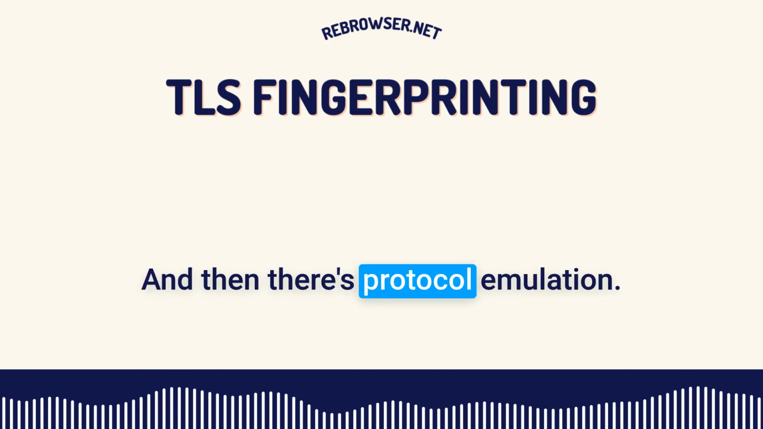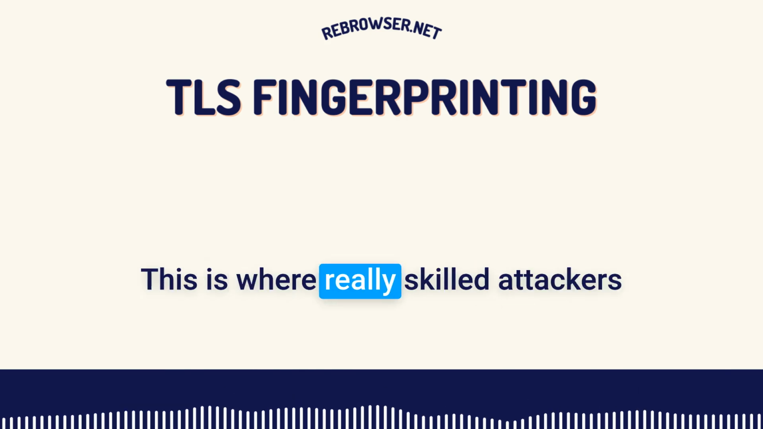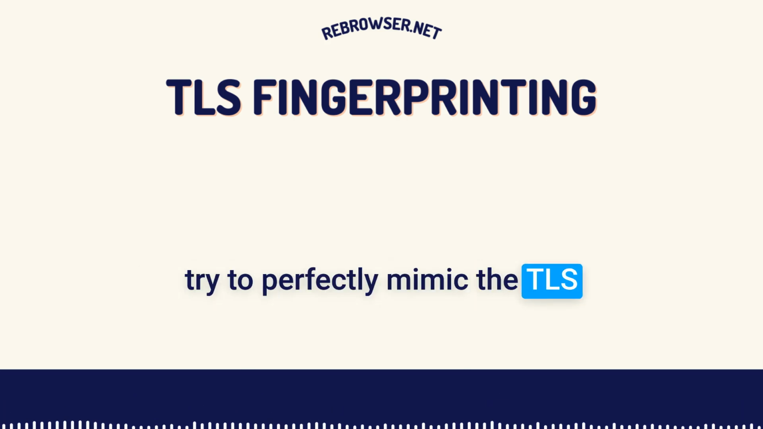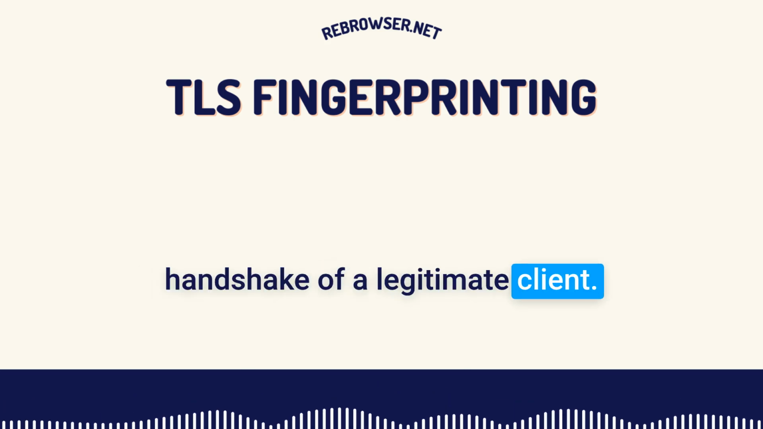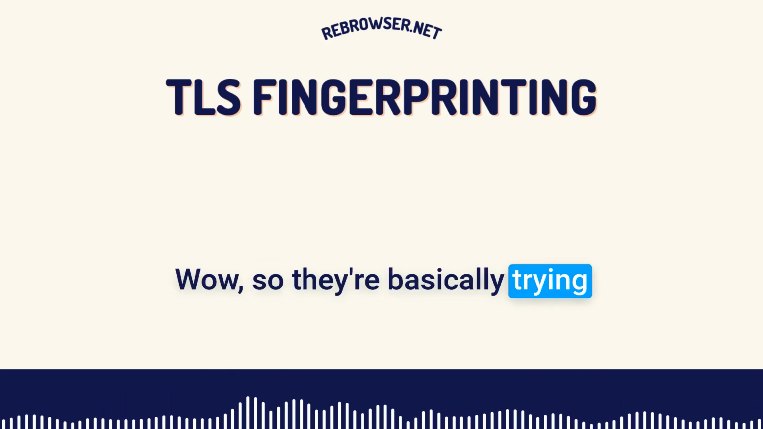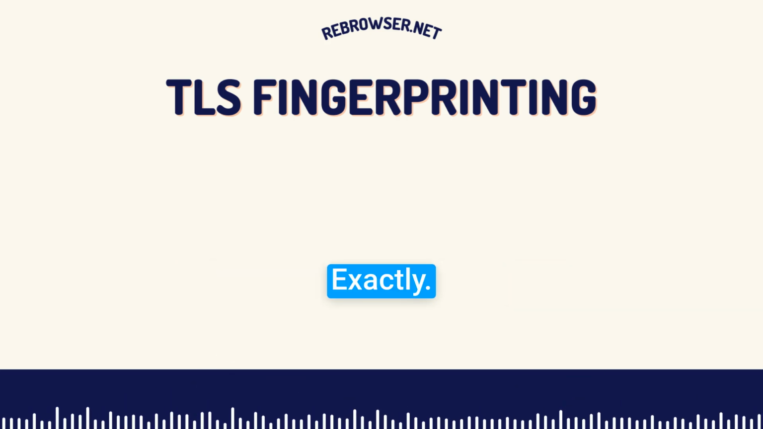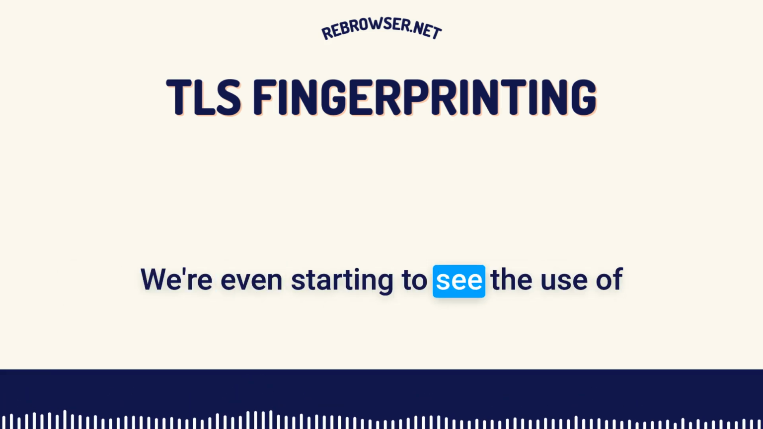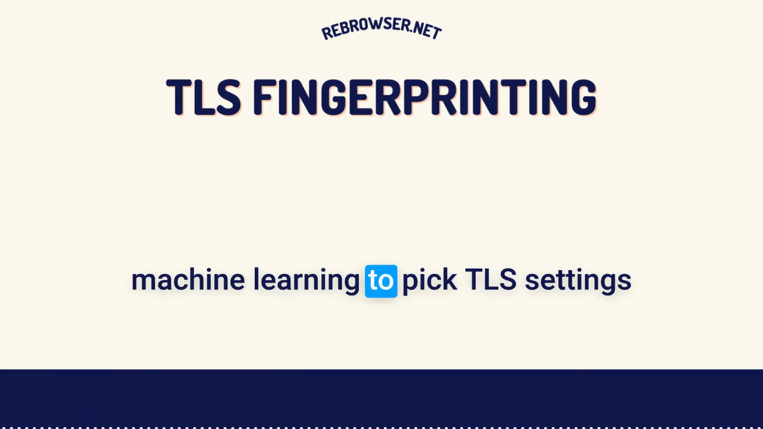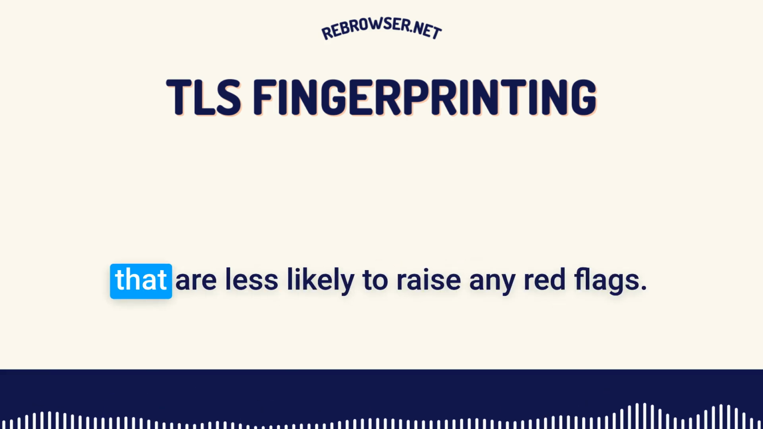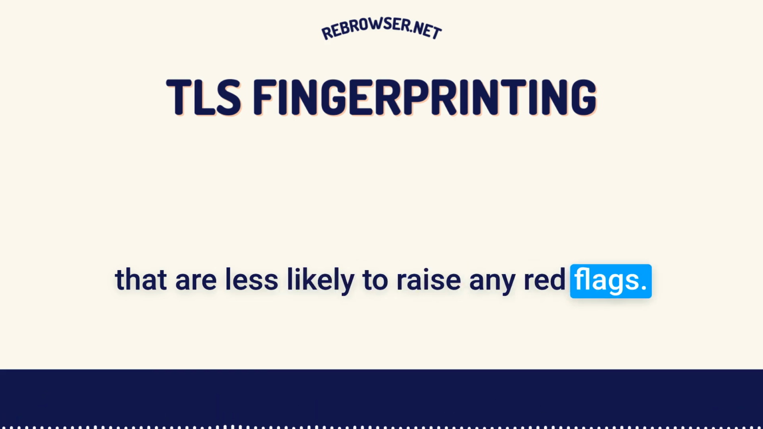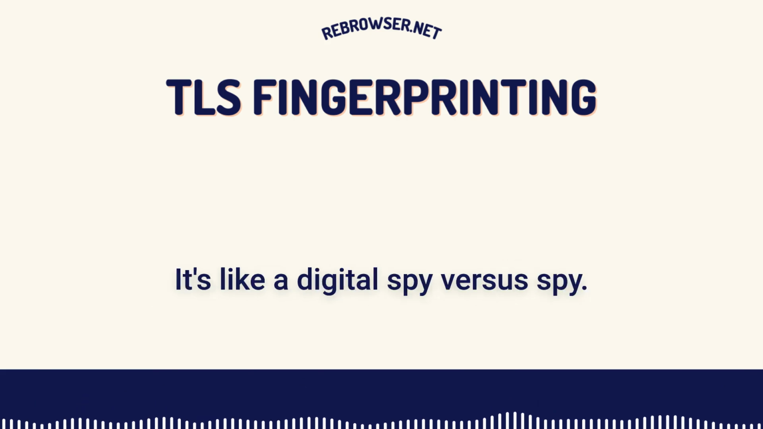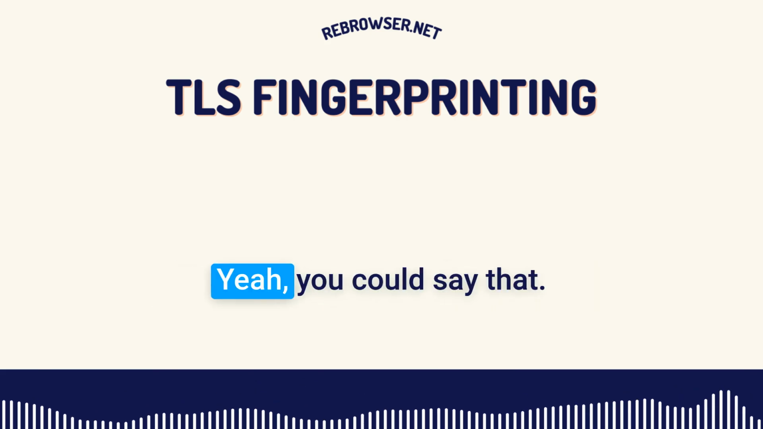Exactly. And then there's protocol emulation. This is where really skilled attackers try to perfectly mimic the TLS handshake of a legitimate client. Wow, so they're basically trying to impersonate the good guys. Exactly. And it's getting more sophisticated all the time. We're even starting to see the use of machine learning to pick TLS settings that are less likely to raise any red flags. Oh, wow. So the attackers are using AI too. Yeah, it's an AI battle out there. It's like a digital spy versus spy. Yeah, you could say that.